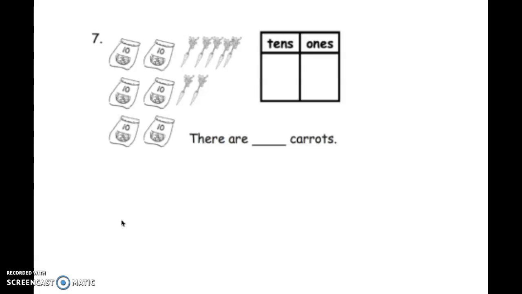One last example, they're just removing some of the scaffolding as we move down the page. So we have groups of 10. How many groups of 10 do we have? Well, we have 6 groups of 10. So we have 6 tens. And then how many ones do we have? So we can count 1, 2, 3, 4, 5, 6, 7. So we have 7 ones. So how many carrots do we have altogether?